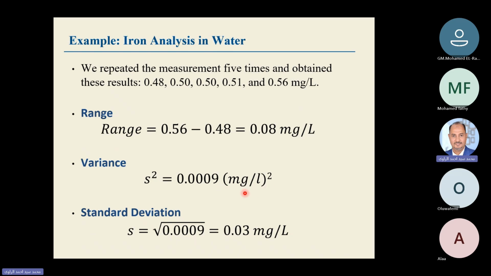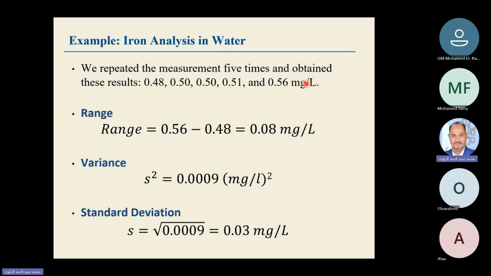If we concentrate here, when we determine the variance, we get a squared unit. The unit here is squared, but our unit is milligram per liter, not milligram per liter square. So the scientists thought and deduced a new parameter, which is the standard deviation. Standard deviation is the square root of the variance. So the standard deviation here, when we calculated it, equals 0.03 milligram per liter. So it is the same unit as our measurements.